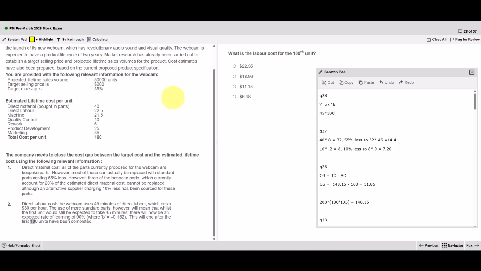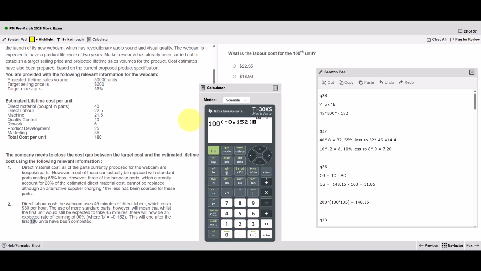X, we're looking at now the average time for the first 100 units. And the value of B is given to us. You should never have a positive value of B. But before we go ahead, and this is why we should always practice on the practice platform, the calculator they give us doesn't do these calculations very well. So you see I've done 100 to the power of minus 0.152, but we get an error. It doesn't allow us to do the calculation that way.